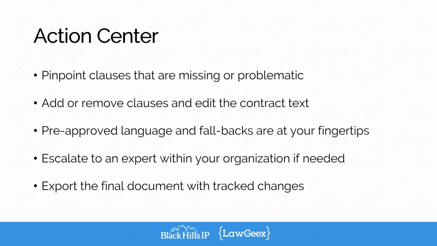Next comes the action center, as we mentioned, and this is where you actually see those highlighted clauses which are missing or problematic. So this would be where you can see, okay, we have 3 clauses missing. This is what we need to do to change them. And this is how we fix the contract. It also allows you to add or remove clauses that you don't like and edit the contract text itself so that you can get the contract turned around as fast as possible. It includes all the pre-approved language and fallback positions and allows you to approve, export, or escalate the contract within the platform itself.